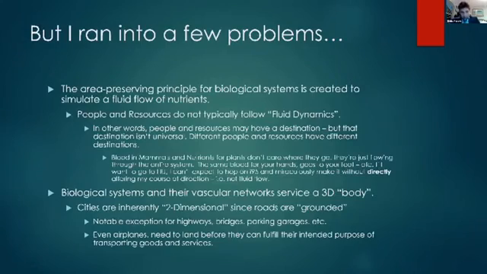But trying to model the growth of cities using a logistic growth model, I ran into a few problems, notably that people and resources aren't fluid. They make their own decisions. For example, in fluid dynamics, water just goes where it needs to go, where gravity or the system is pushing it, but people make their own decisions, so they can't be modeled that same way.